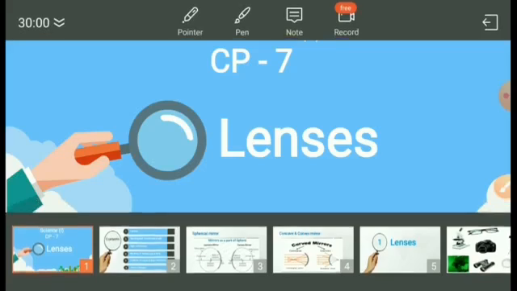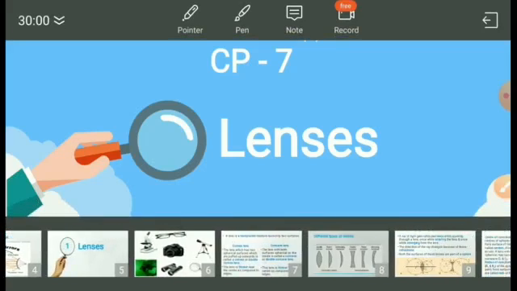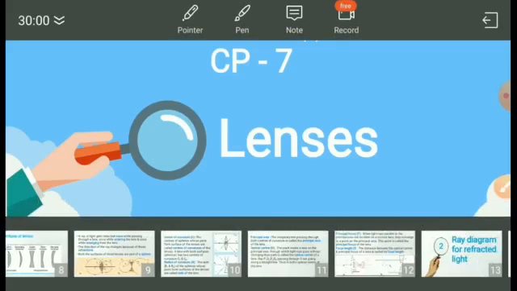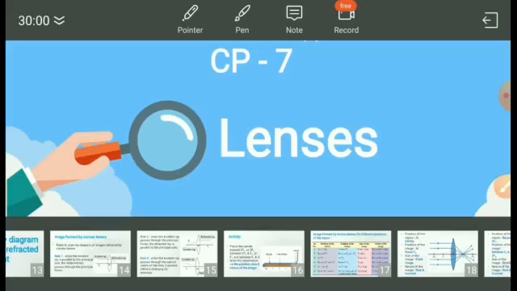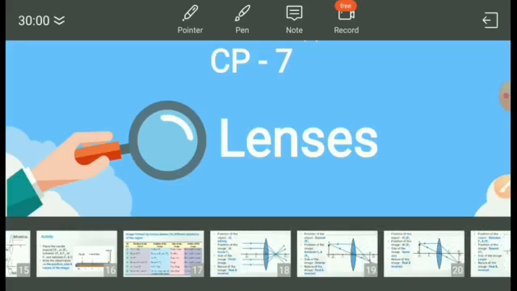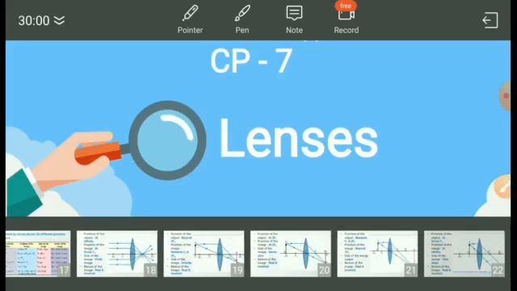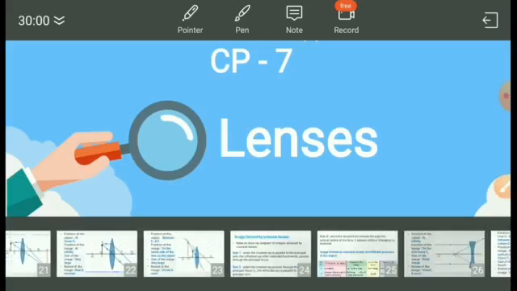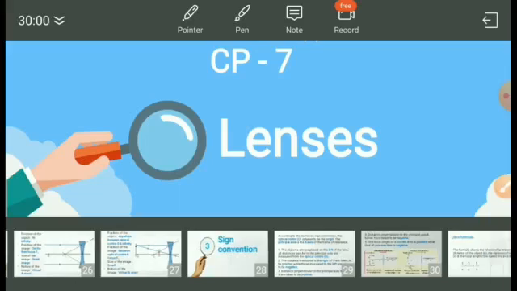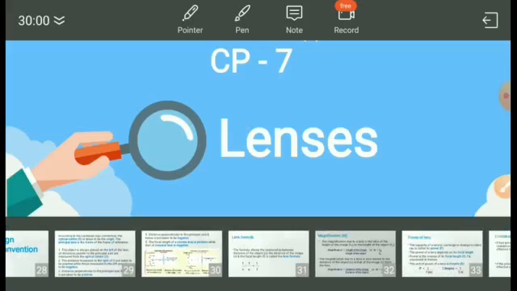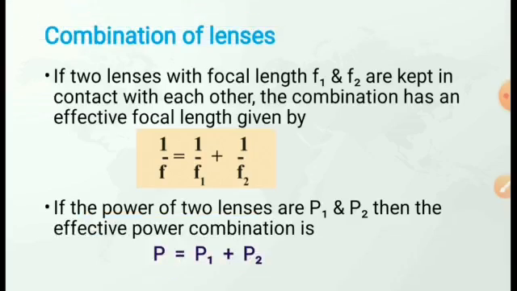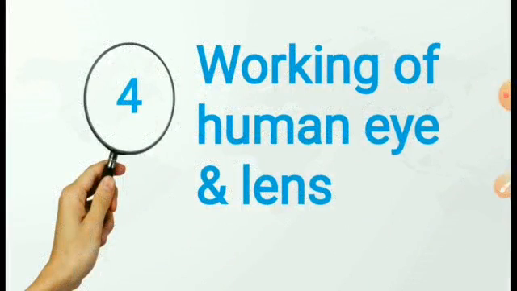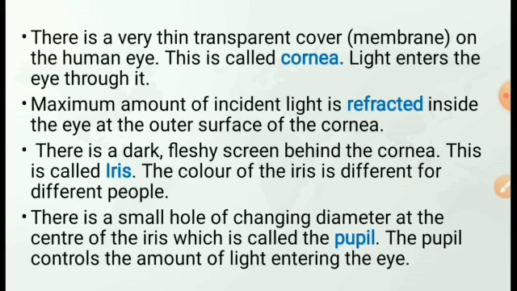Lenses. We have studied in detail about the concave and convex lens. Even we have seen the rules to draw the ray diagram for both the lenses. Even we have drawn the ray diagrams for different positions of the object for both the lenses. Even we have seen the sign convention, lens formula, magnification and power of lens. Now we are going to study the next topic, working of human eye and lens.